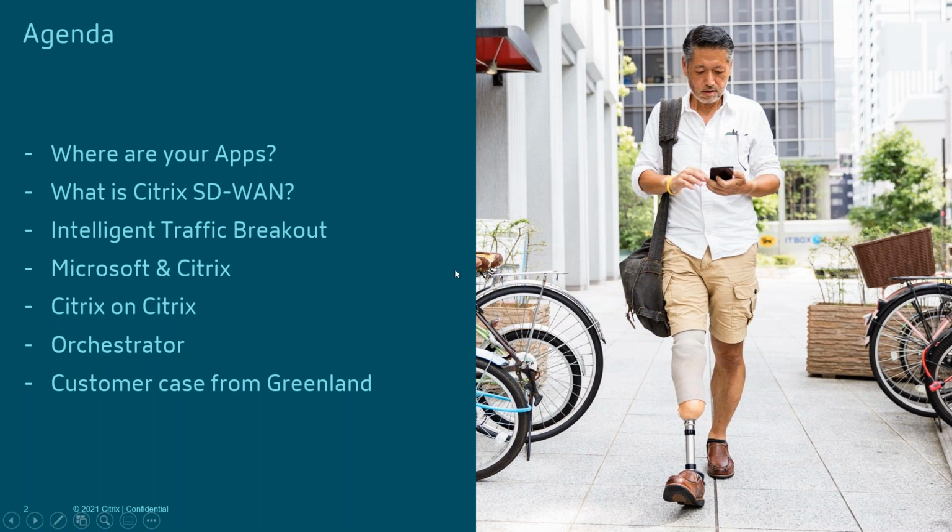Next thing, we will look into our cooperation with Microsoft. We have a very tight cooperation with Microsoft, and we will explain how that cooperation works with the SD-WAN product and Azure and Office 365. Then we will talk shortly about Citrix on Citrix and what benefits that has. We'll take a look at our management and insight tool, which is called Orchestrator. And then I'll leave it over to Peter to talk about the customer case that we've done with a customer from Greenland, which is really interesting. So that's the agenda. So let's get started.